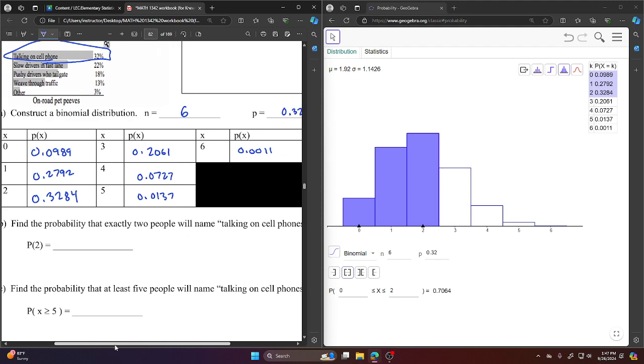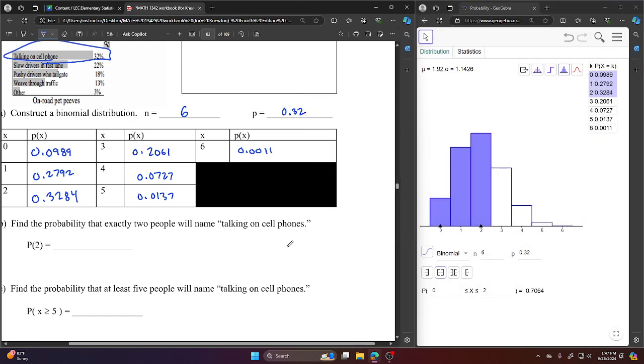So now they're going to ask more specific questions about this. And we already have the numbers. So here we go. It says find the probability of exactly 2. What would I put in this box? What do you think? Yeah, 0.3284. Exactly. It's right there. 2. That seems easy enough, right?